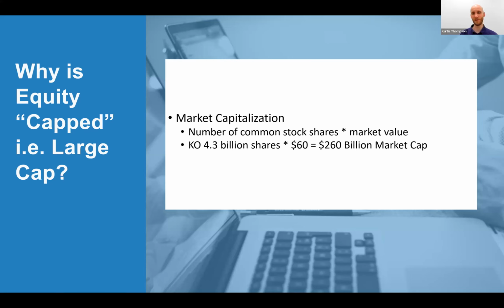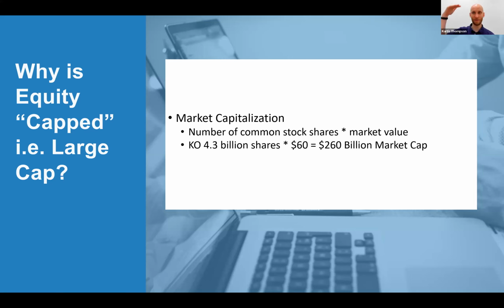Cap stands for capitalization. Market capitalization is taking the number of common shares of a company and multiplying that by the market value of those shares, and you get the total value of that company on the stock market. So for example, Coca-Cola, KO, that's their stock symbol. They have about 4.3 billion shares outstanding. The price fluctuates all the time, but let's say it's right around $60 right now. So the total market capitalization is 4.3 billion times 60, so $260 billion is the market cap.